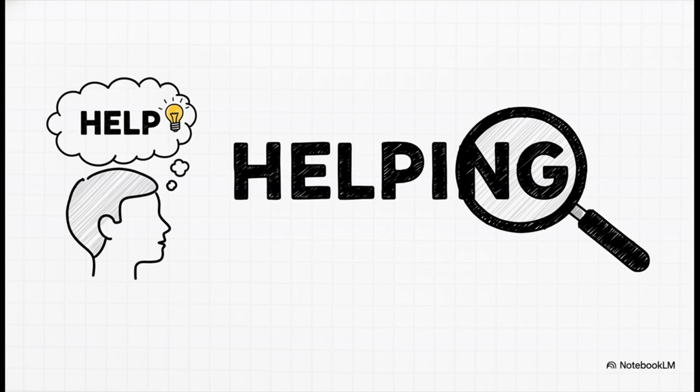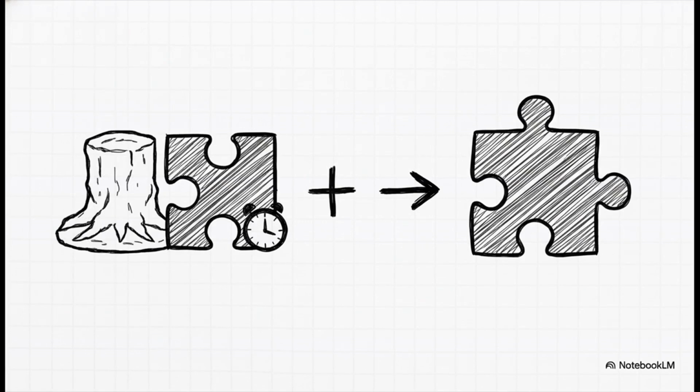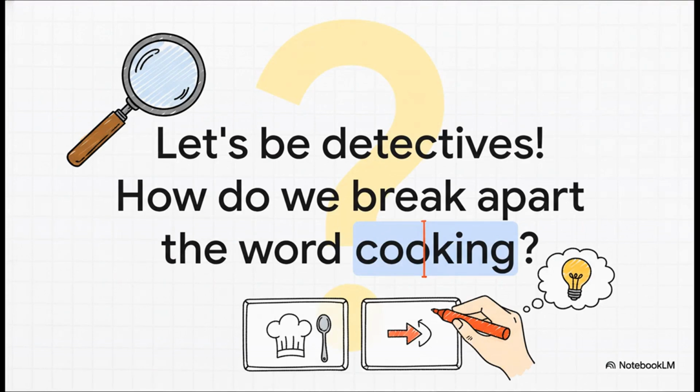I see the word help. So I'm going to underline help. I know that's the root word. It's the main part. Then I see this ending, ing. That little piece tells me it's happening right now. So when I put help and ing together, it means someone is doing the action of helping right now. Helping.